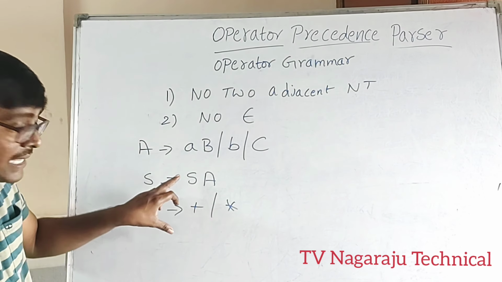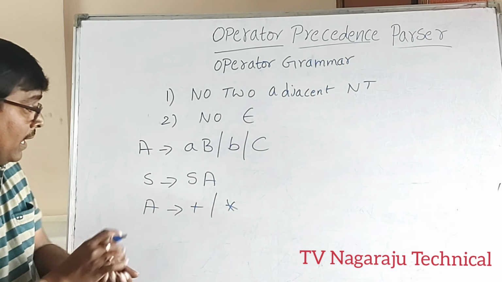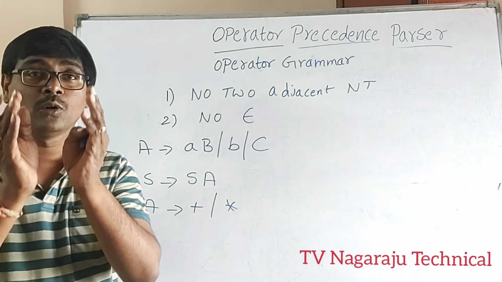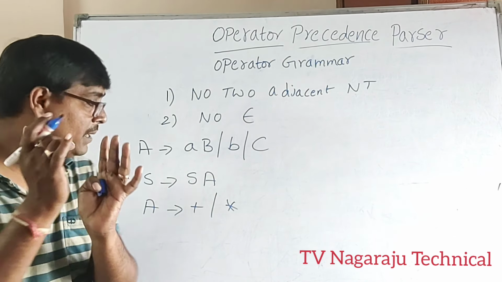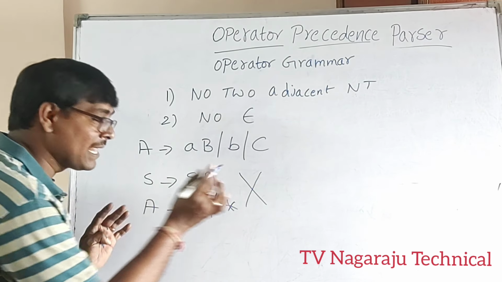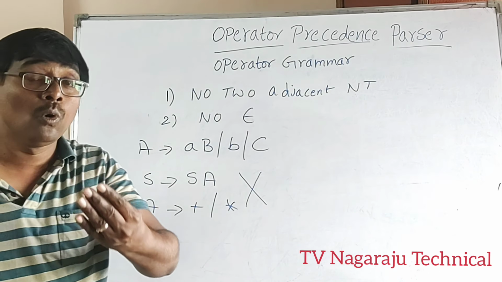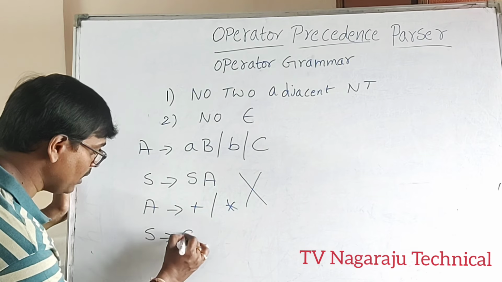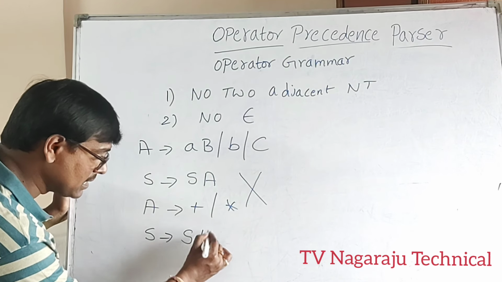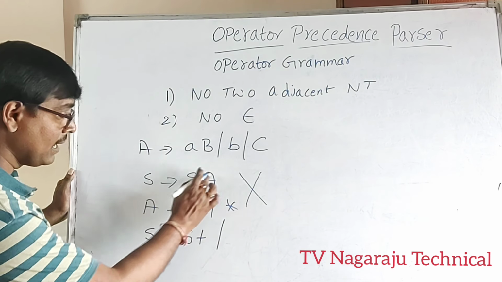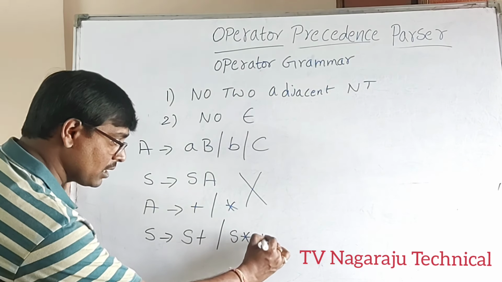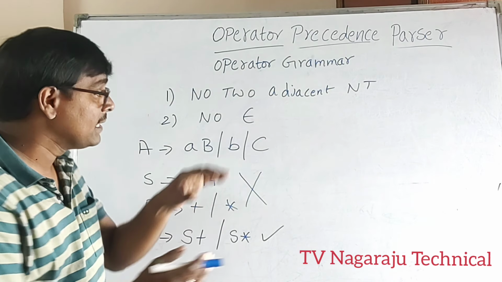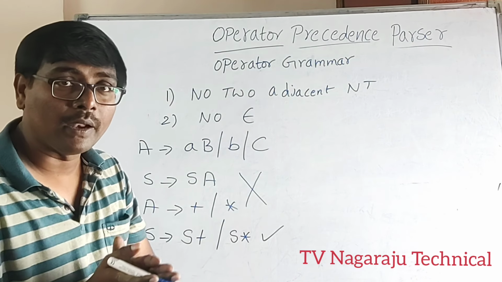Now observe, is this an operator grammar? No. Here S, A are two non-terminals, and two non-terminals must not be adjacent. So this is not an operator grammar. Now how do you convert it? Very simple. S tends to S, and capital A is replaced with plus, or capital A is replaced with star. Now it becomes an operator grammar. Now you got the point? This is the concept of operator grammar.